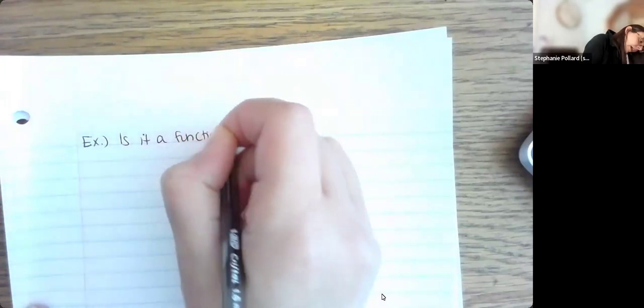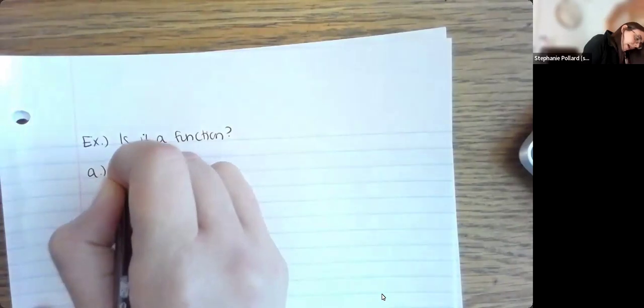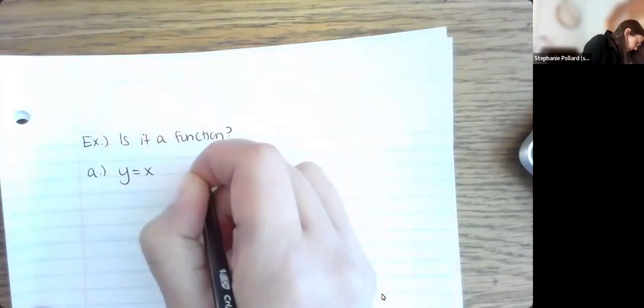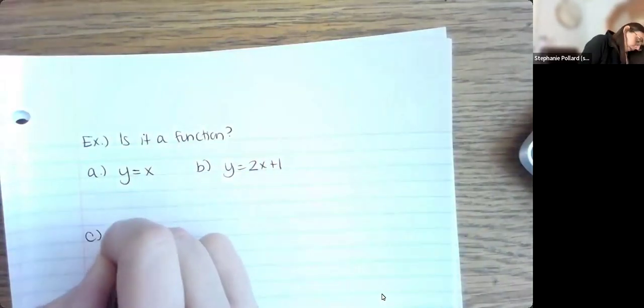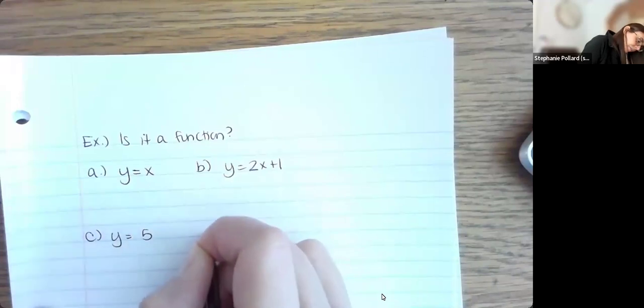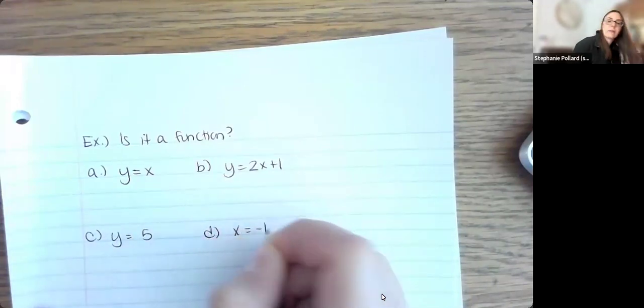And then the last one we'll do here are equations. Equations can be pretty tricky. So same question, is it a function? Now for our purposes, we're going to keep them relatively simple. So let's say y equals x, y equals 2x plus 1, y equals 5, and x equals -1.